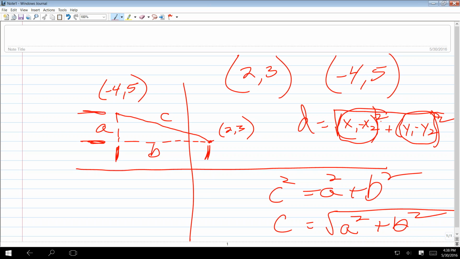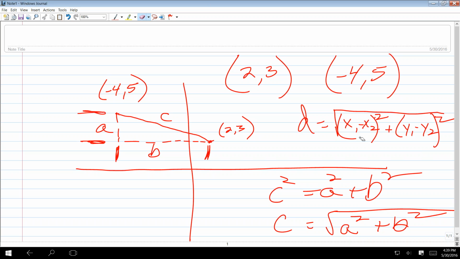Well, once it's squared, it's the same. In other words, 2 minus negative 4 is 6, squared is 36. Negative 4 minus 2 is negative 6, squared is still 36. So the order you do it doesn't matter. Unlike slope, if you're figuring slope, you need to make sure you do it in the same order in the numerator as you do the denominator. So no matter what, it's going to be positive for both. Correct.